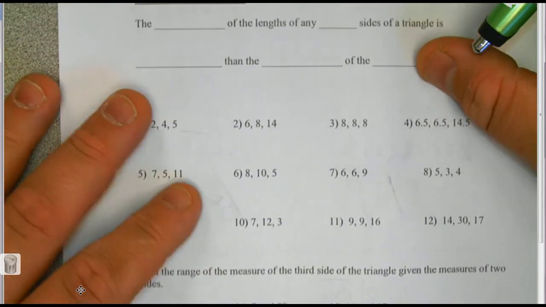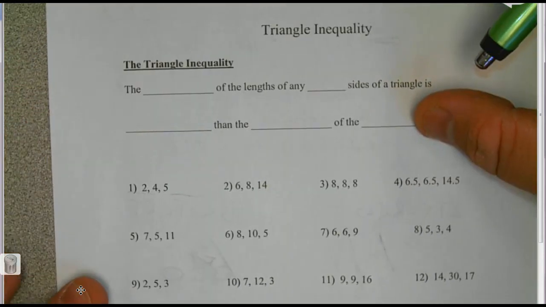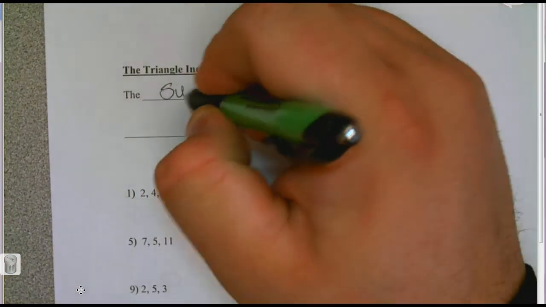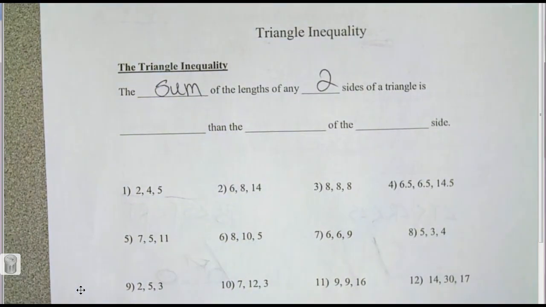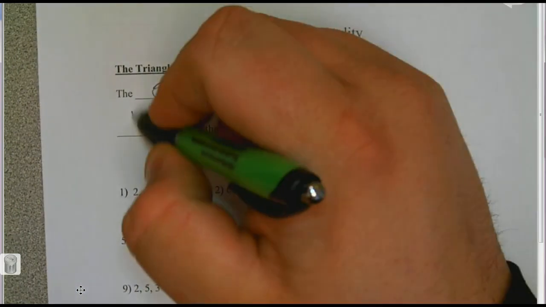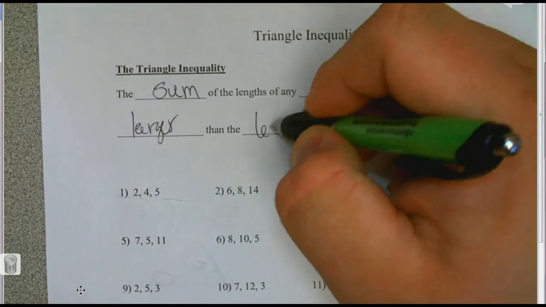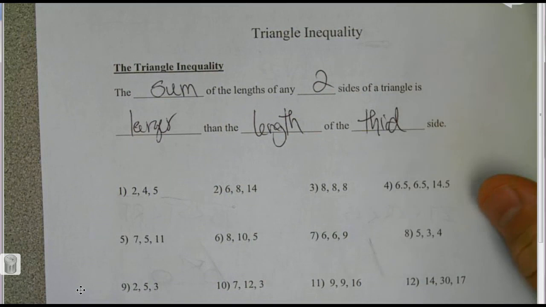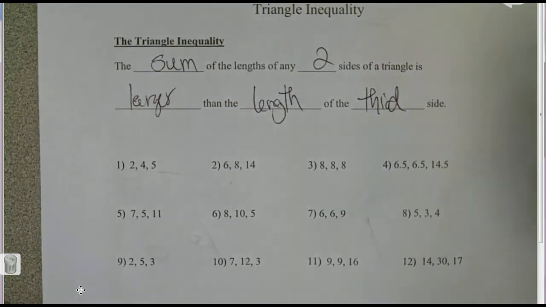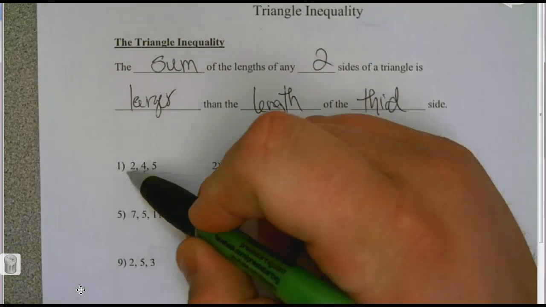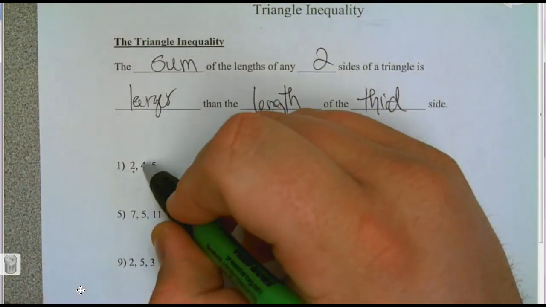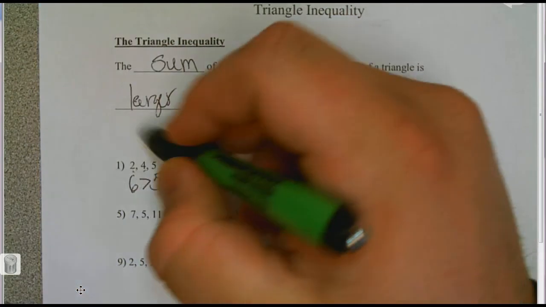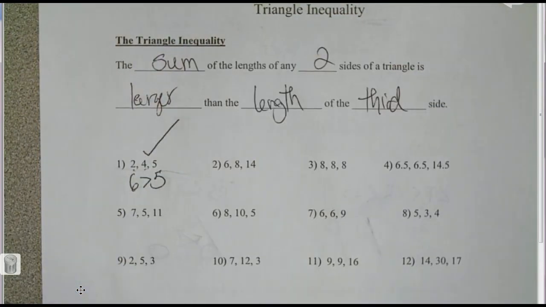That's the triangle inequality. The triangle inequality is really simple, okay? So the sum of the lengths of any 2 sides of a triangle has to be larger than the length of the third side. So here's how you test to see if 3 numbers make a triangle. 2 plus 4 are the smallest 2 numbers in this set. 2 plus 4 is 6. 6 is greater than 5. So 2, 4, and 5 can be the lengths of a triangle.